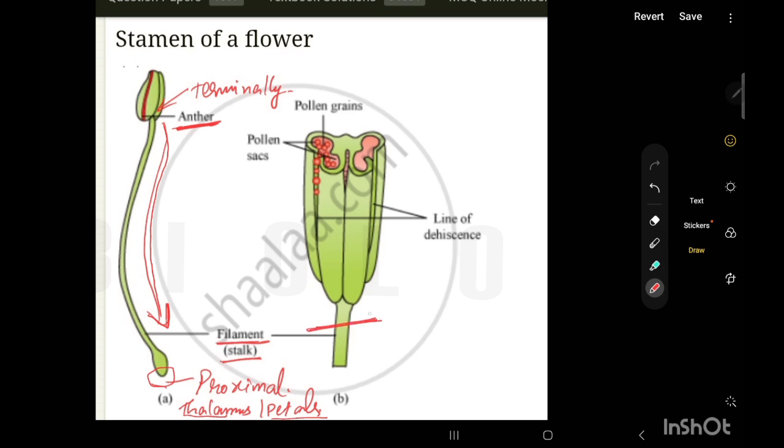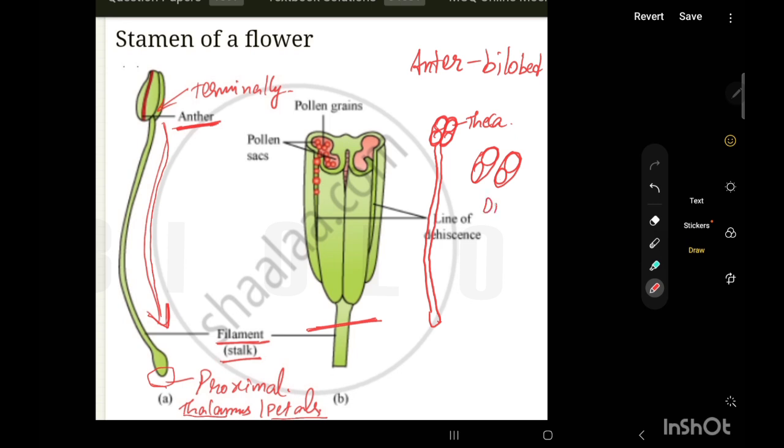In this structure we can see that the anther is bilobed, that is, two lobes are present with a long slender filament. I am drawing to understand easily. This is bilobed, each lobe having thecas. One lobe has two thecas, another lobe has another two thecas. Hence it is dithecous. I hope it's clear for everyone.